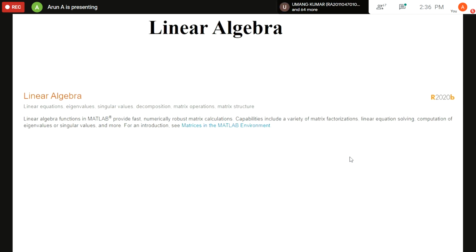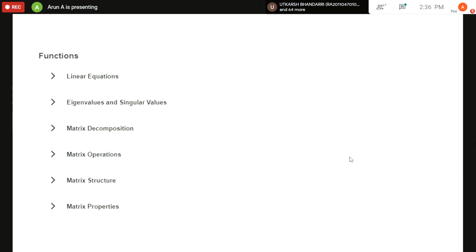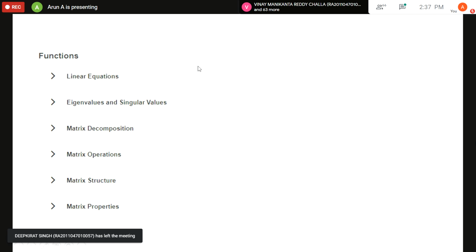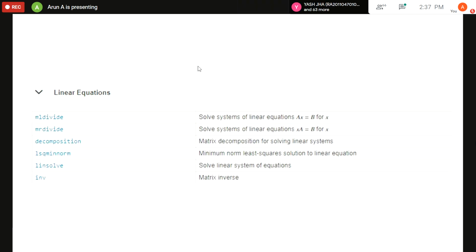Okay, linear algebra, and if you take linear algebra, again it is purely for mathematics students. And there are some functions. What are those functions? For evaluation, matrix decomposition, matrix operation, matrix structure, matrix properties, all these things come under linear algebra. Okay, so we are not going to evaluate much. I'm just showing the commands for linear equations which are used in your MATLAB. I've taken them from MathWorks.